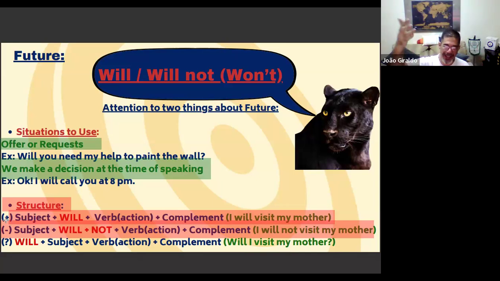I will visit, affirmative sentence in the future. The negative sentence: I will not visit my mother tomorrow. I will not play soccer later at night. Okay, so you simply use will as your structure of the future and not to inform that your sentence is in negative form.